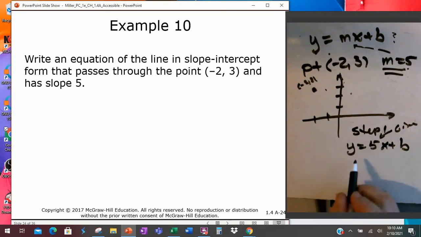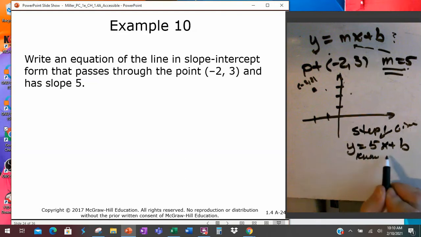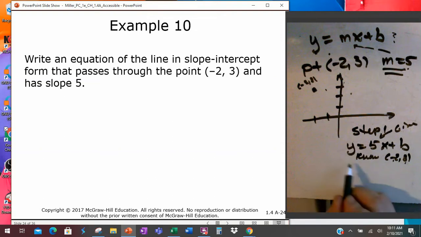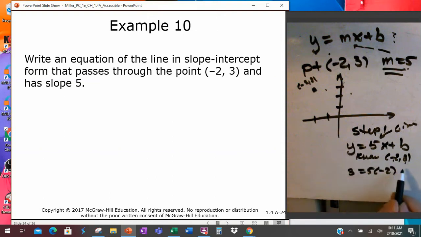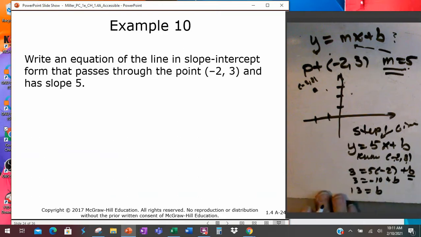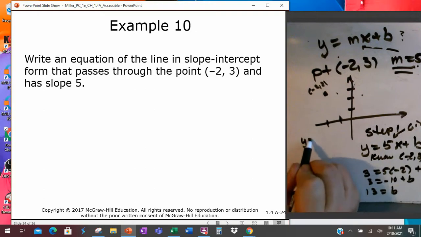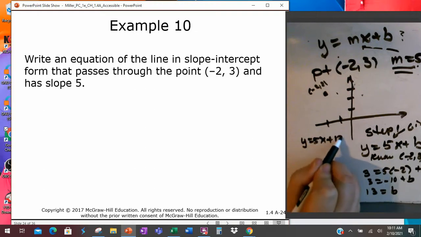I also know that it goes through negative 2, 3. This is the x, this is the y. So I know this is 3 when this is negative 2, but I don't know what b is. Everything else is well defined, and I just solve for b. 3 is equal to negative 10 plus b, and then I add 10 to both sides. 13 is equal to b. And then I just rewrite: y is equal to 5x plus 13.